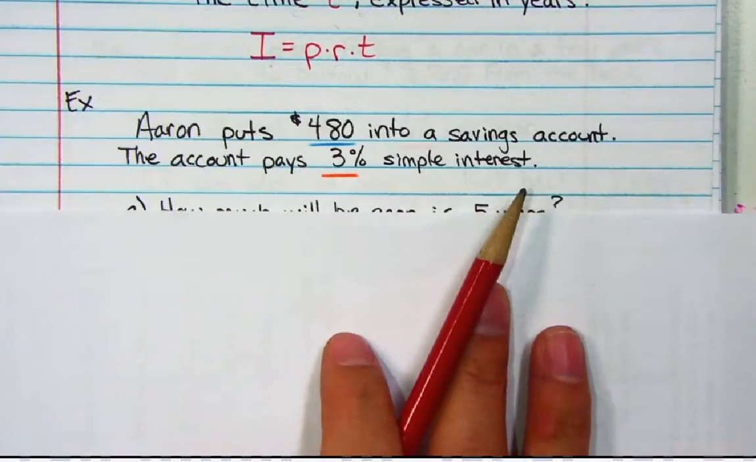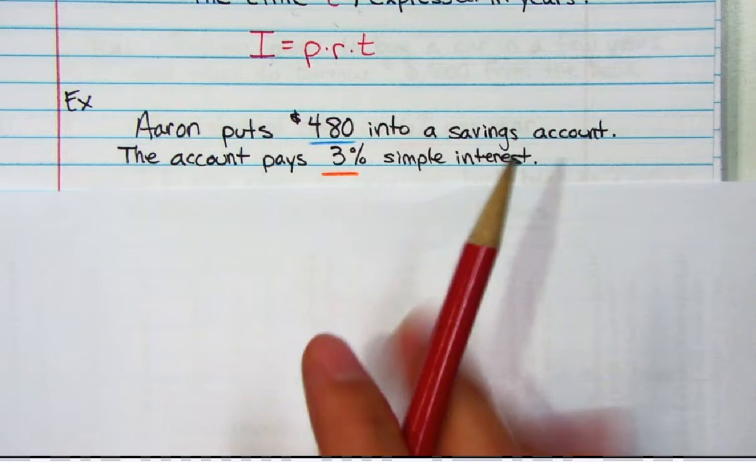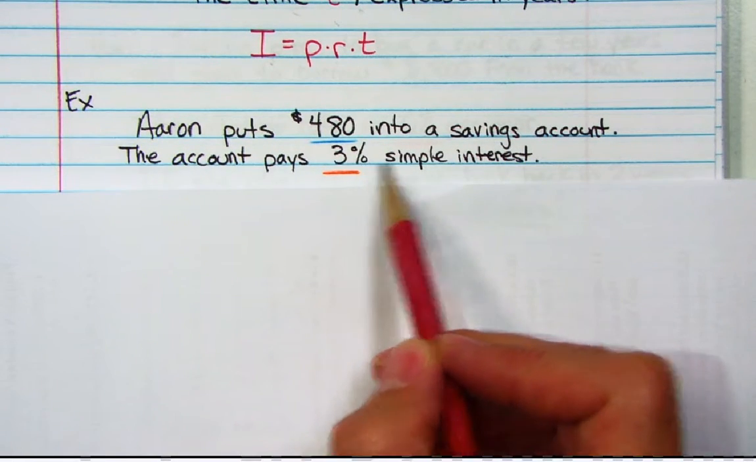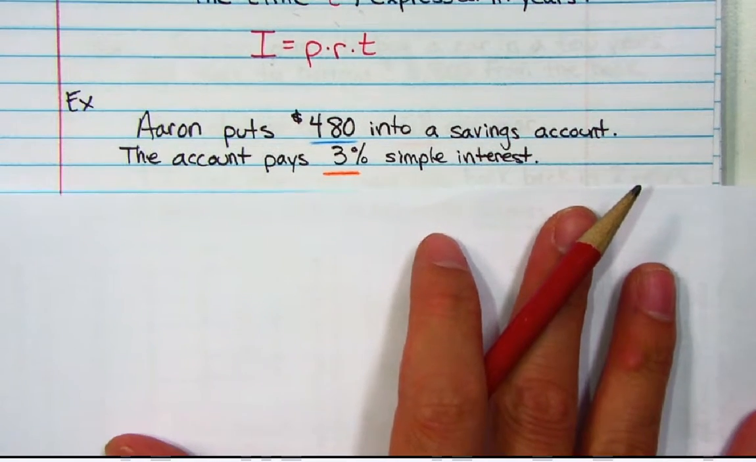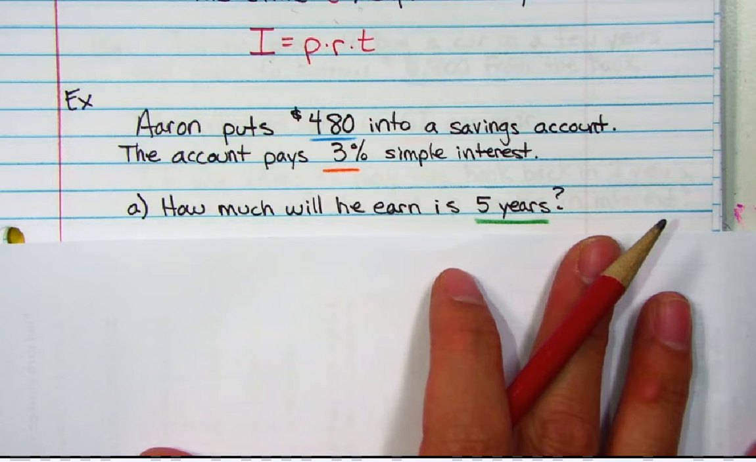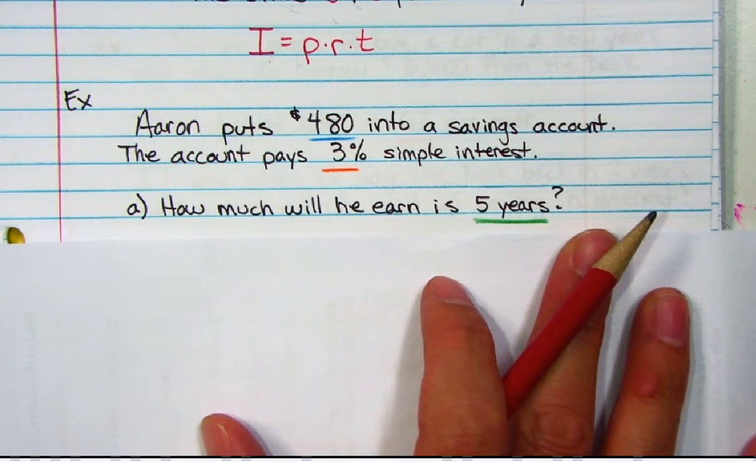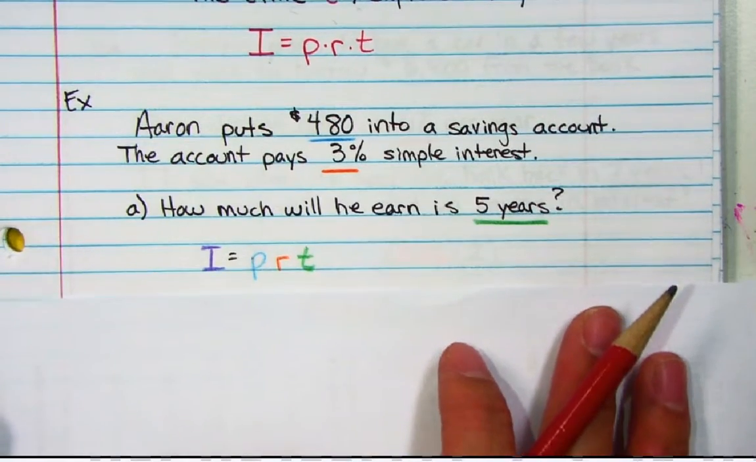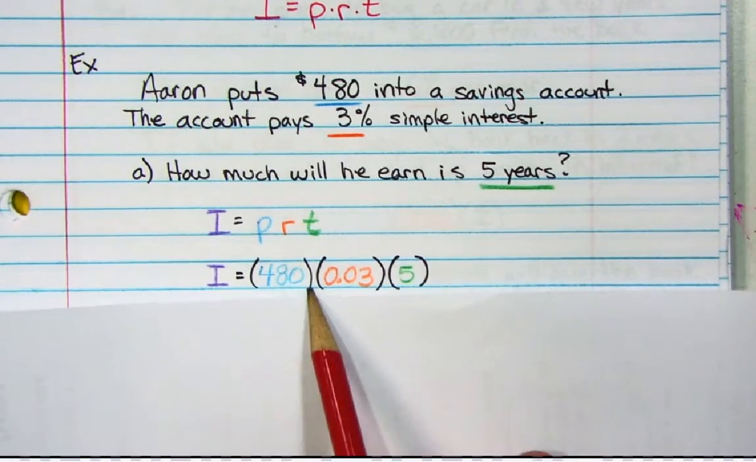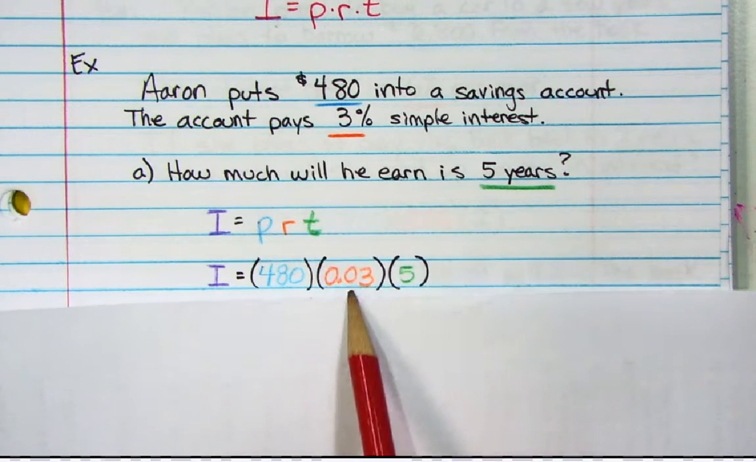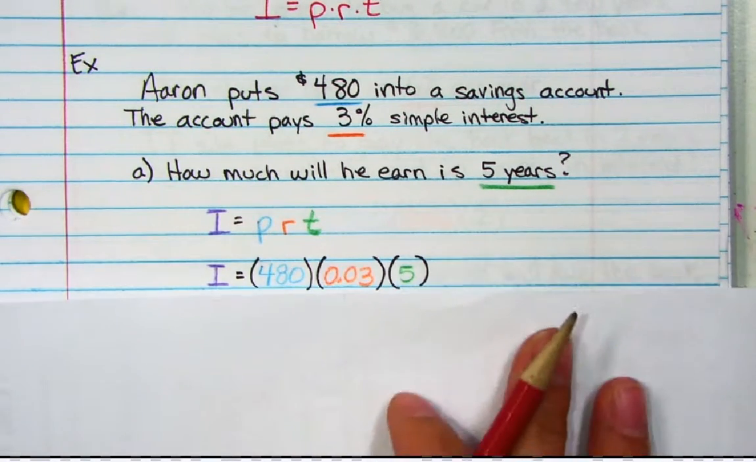So let's do an example. Aaron puts $480 into a savings account, and the account pays 3% simple interest. Way to go, Aaron, saving his money. So how much will he earn in 5 years? By the time he leaves high school, how much money will he have earned? Well, okay, so here we go. I know my principal is $480, color-coded for you. Rate is 3%, and 5 years is 5 years.